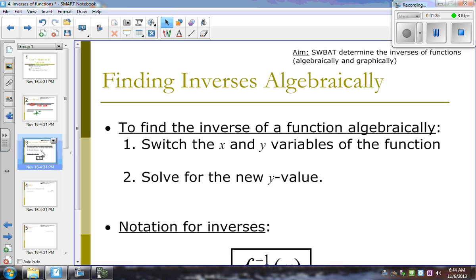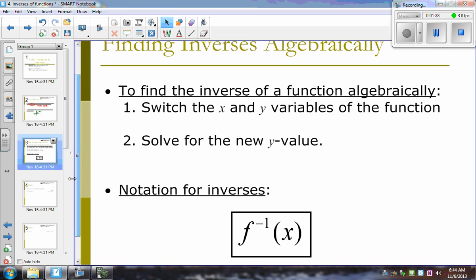So here's how this is going to work. Basically, in order to create the inverse, we are going to literally take the x and y variables and switch them in their locations. Once we do that, our goal is then to get the y variable in its new spot isolated. And I'll show you that in a second.